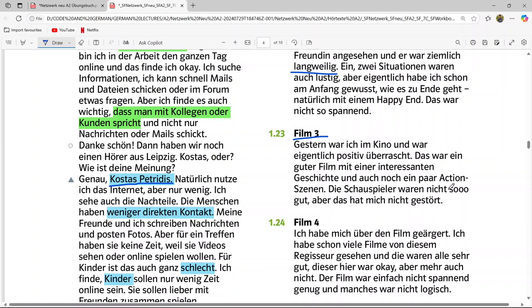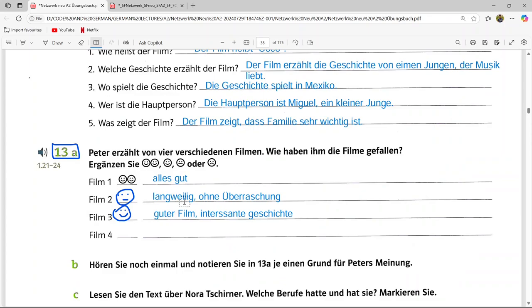Die Schauspieler waren nicht so gut, so the actors were not so good, aber das hat mich nicht gestört. But that did not bother me. Okay, so it was good, but the actors were not that good. So we give it one emoji. And the last film.